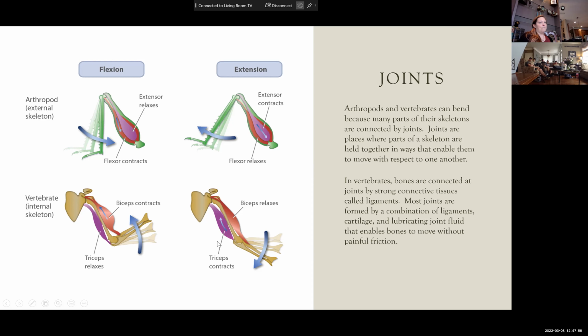Whereas, like I said, we have opposing muscles. When your biceps contract, your triceps relax. When your triceps contract, your biceps relax. So we have these opposing muscles, which can move our joints, whereas these guys can just kind of do this sort of thing.